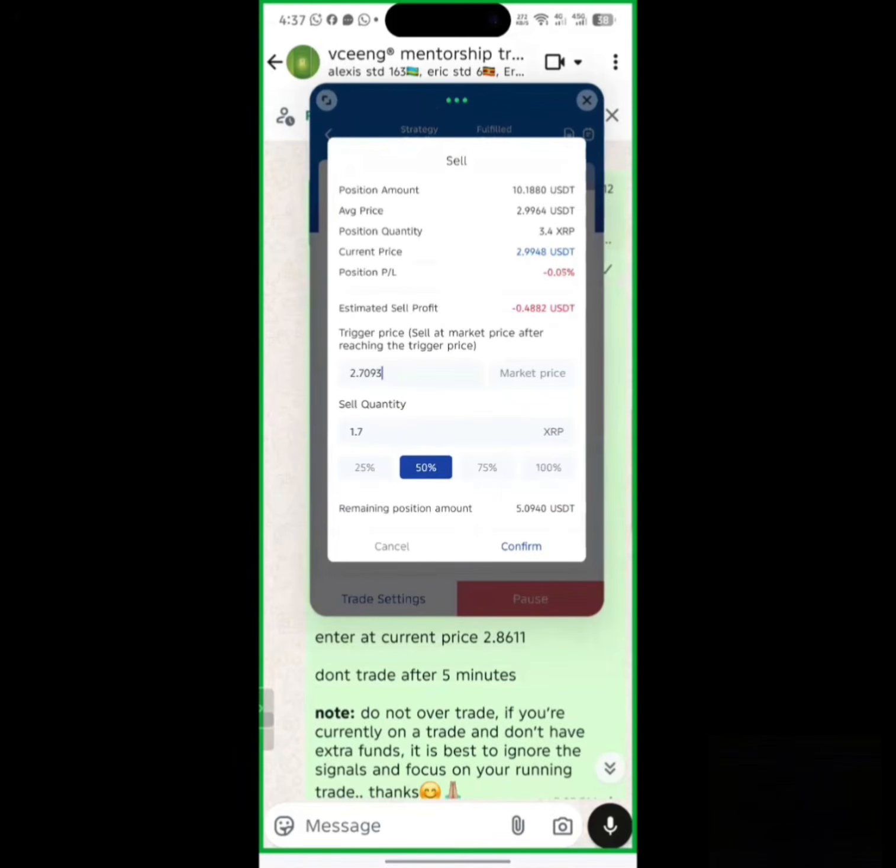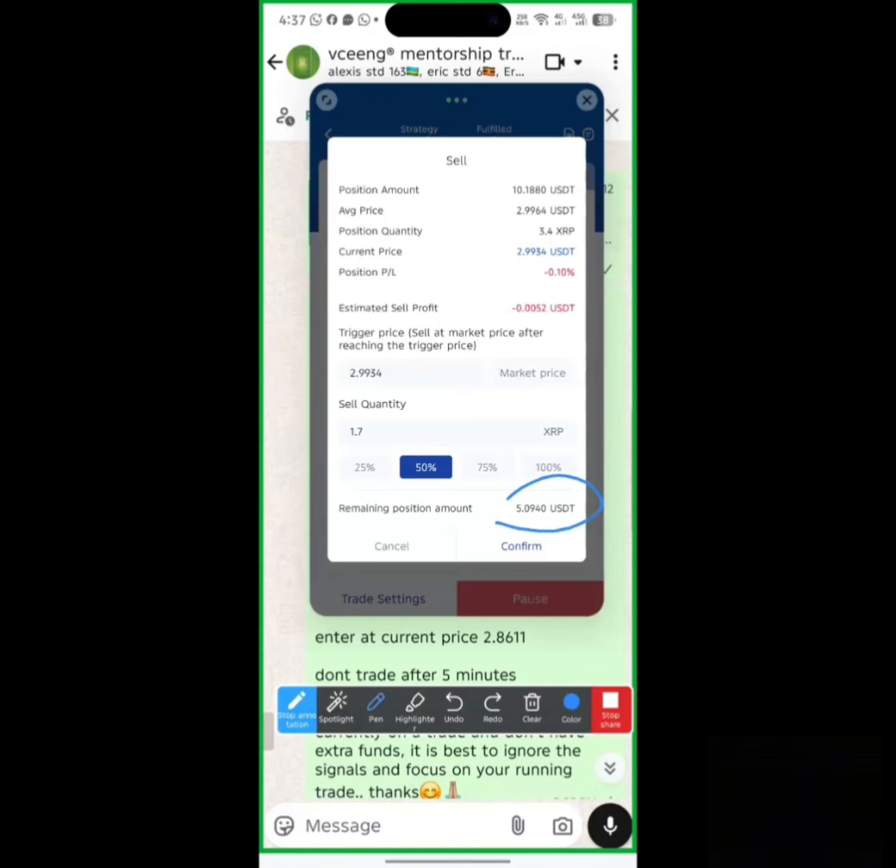You come here, you click on market price like this, and then you click on 50% and you confirm. You can see it will show you the remaining position, because I bought a position of $10. So if I sell off 50%, I'm going to be left with a $5 position. But now we are not selling 50%. We are setting stop loss for 100%.